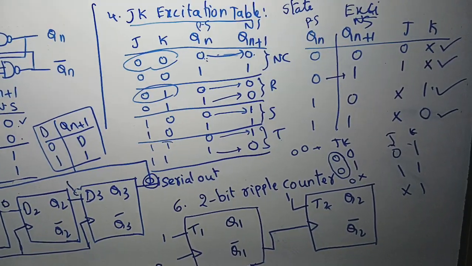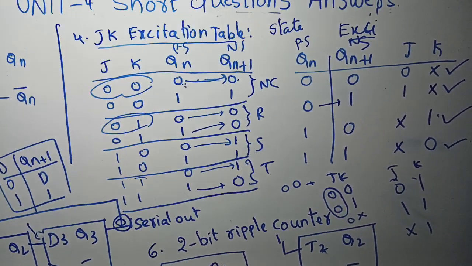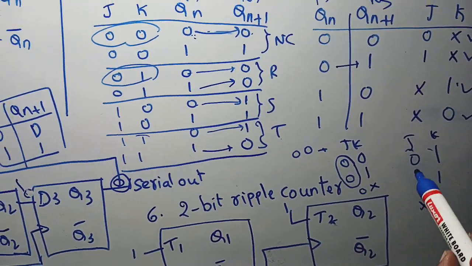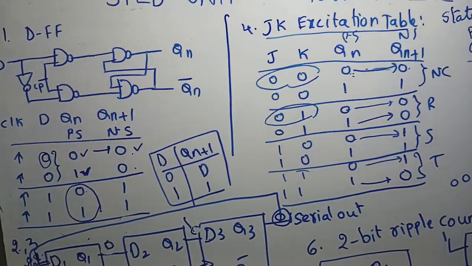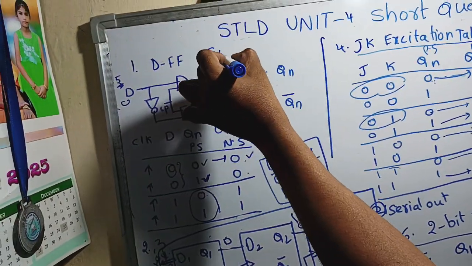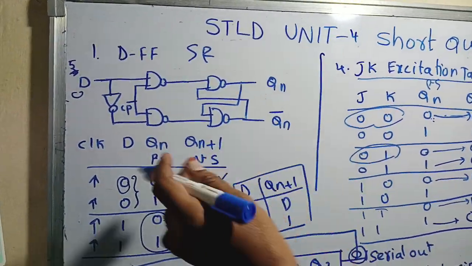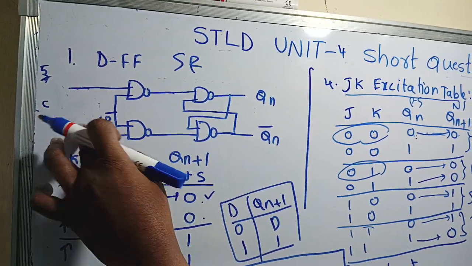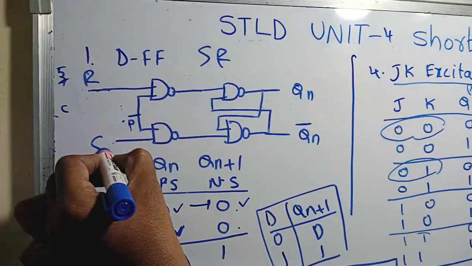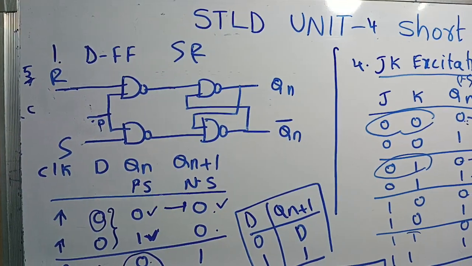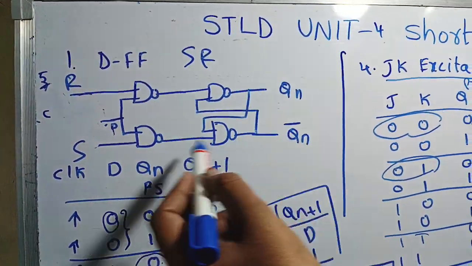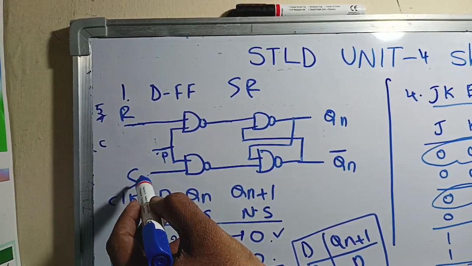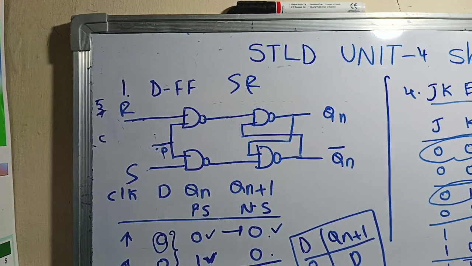JK flip-flop. Similarly, for another question they gave, the T flip-flop, you can also write the excitation table. You can verify that. Similarly, the fifth question is the SR flip-flop truth table. This is the SR flip-flop logic diagram, with inputs S and R. In between S and R, if you keep a NOT gate, that is a D flip-flop.